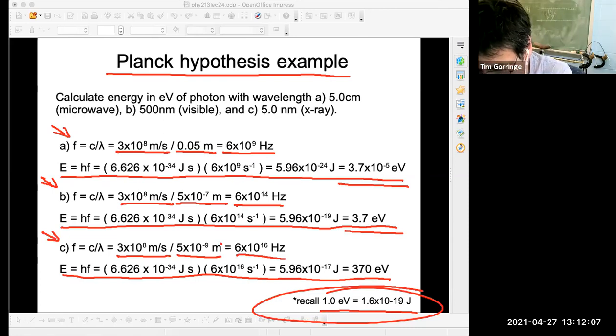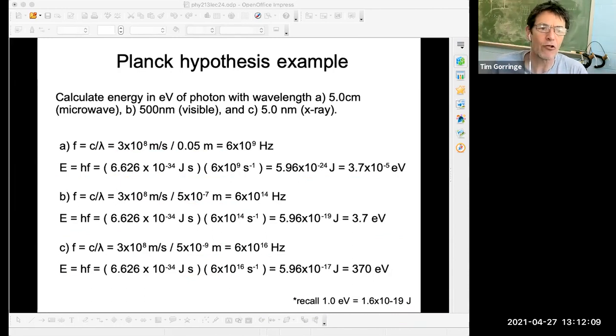So you see in that example this grand scale of packet sizes, from microwaves where the packet sizes are so, so tiny, even in electron volts, to x-rays where the packet sizes are now hundreds of electron volts. You can imagine why, when the packet size is so small in microwaves, it's not very important. When the packet size is so big in x-rays, it's very important.